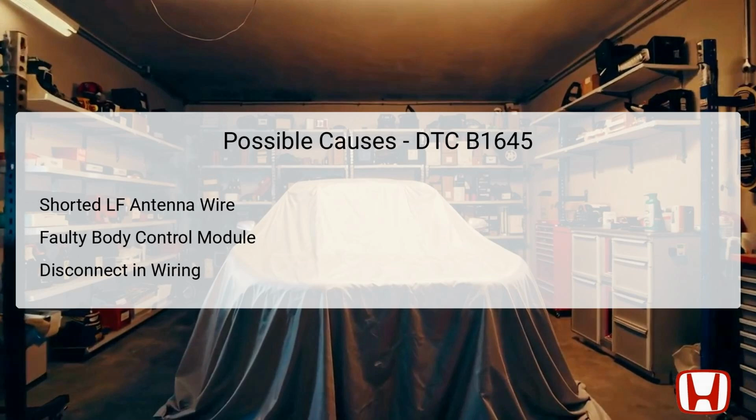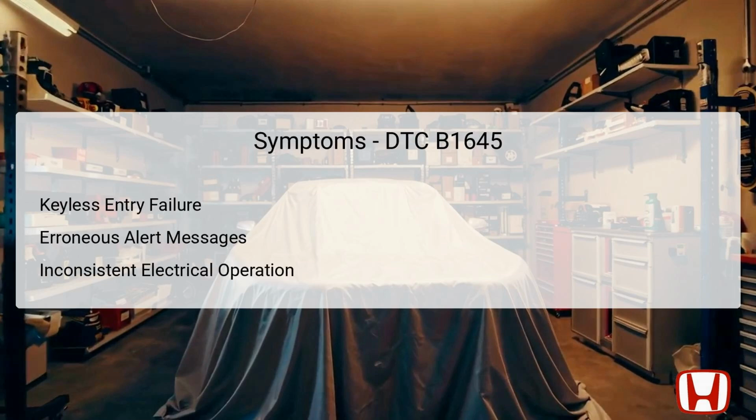Ensuring that the wiring is intact, properly shielded, and not exposed to elements or mechanical stress is part of preventive maintenance and diagnosis. When DTC B1645 is active, drivers may experience various symptoms indicating a malfunction in the vehicle's electronics. One of the most notable symptoms is the failure of the keyless entry system, preventing access to the vehicle without the traditional key. This can be highly inconvenient and signal a broader issue within the vehicle's electrical systems.